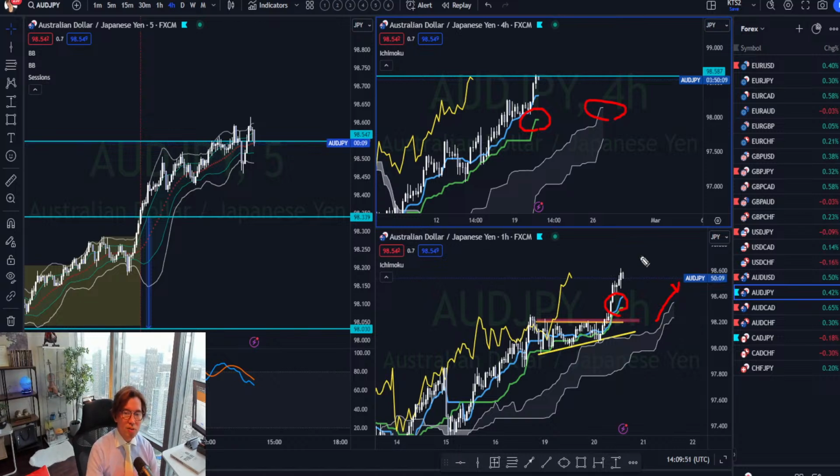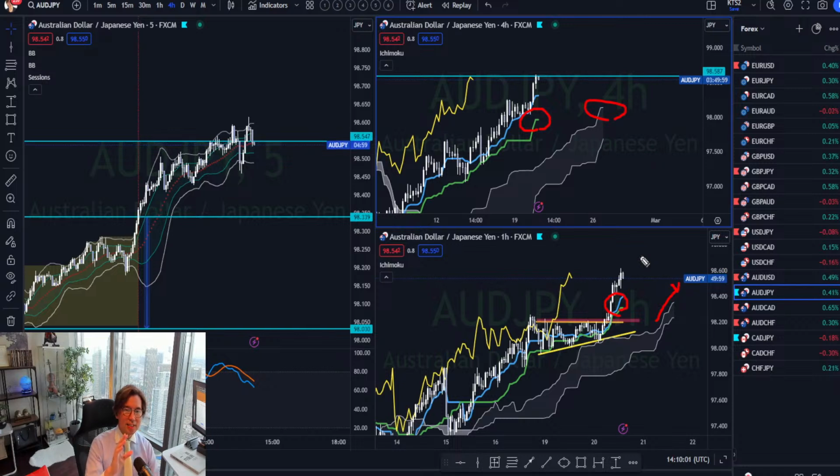So Ichimoku Kinko Hyo is to check the market equilibrium. Equilibrium simply means the power balance between buyers and sellers within the market. When buyers are dominant in the market, that's uptrend. And when sellers are dominant on the market, that's downtrend. And Ichimoku Kinko Hyo is to capture whether buyers are dominant or sellers are dominant, or 50-50.